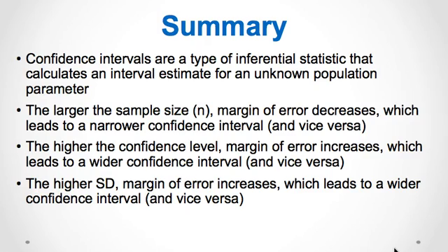So to summarize, confidence intervals are a type of inferential statistic that calculates an interval estimate for an unknown population parameter. The larger the sample size n, the more margin of error decreases, which leads to a narrower confidence interval and vice versa. The higher the confidence level, margin of error increases, which leads to a wider confidence interval and vice versa. The higher the standard deviation, margin of error increases, which leads to a wider confidence interval and vice versa. So this concludes our coverage of Chapter 8.